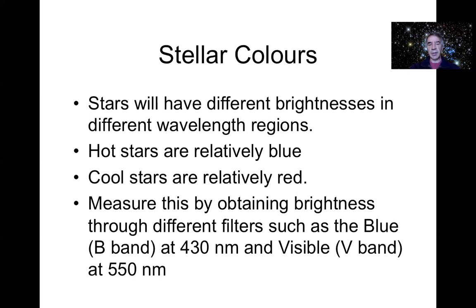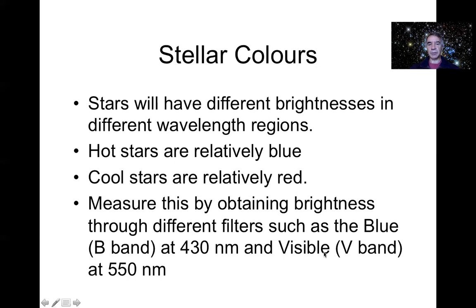So in this module, I'm only really going to talk about two of these. I'm going to talk about measuring the brightness through a blue filter, which is often referred to as the B band, capital B here. And it peaks at around 430 nanometers, so right at the blue end of the optical spectrum, as you'd imagine.